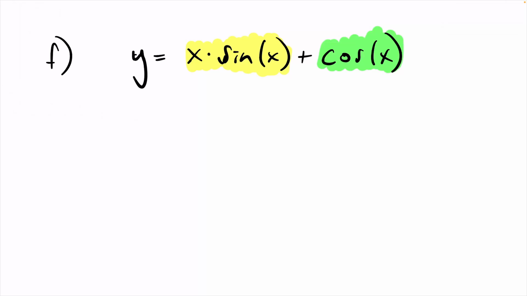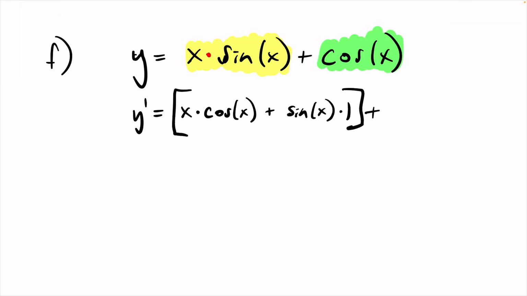The yellow first. So if I'm finding the derivative of the yellow, what rule do I have to use? Product, because x is not a coefficient, x is a variable. So I'm going to use the product rule first. The first times the derivative of the second, derivative of sine is cosine, plus the second times the derivative of the first. That's the derivative of the yellow.